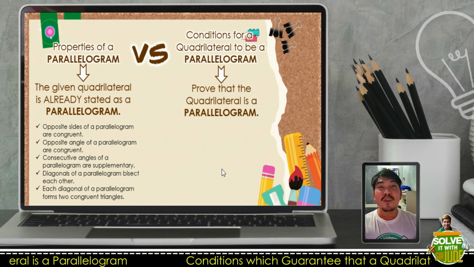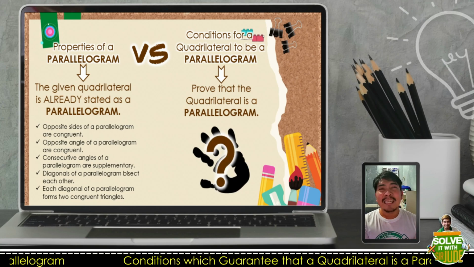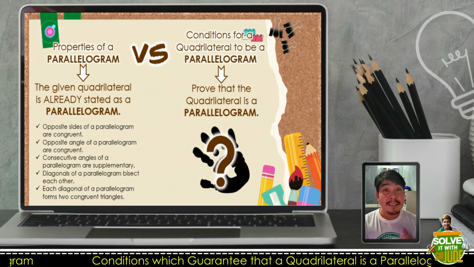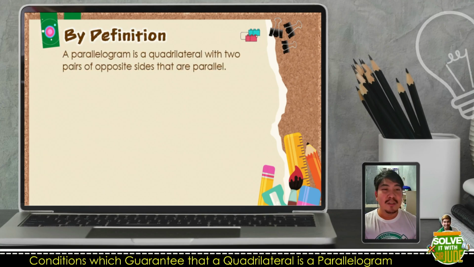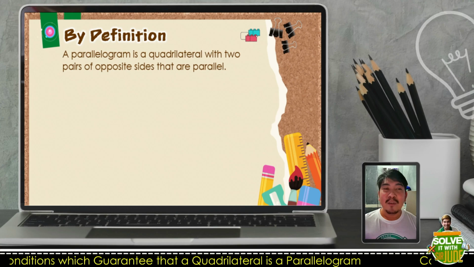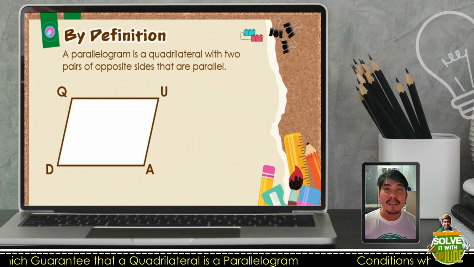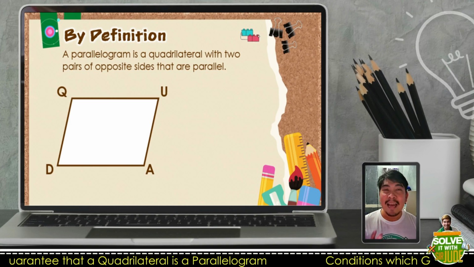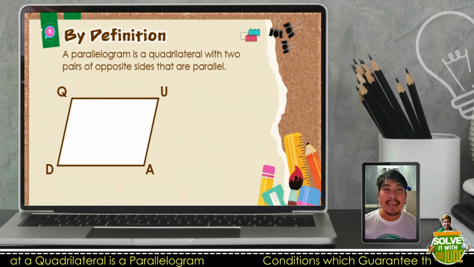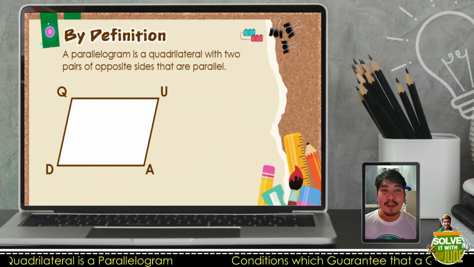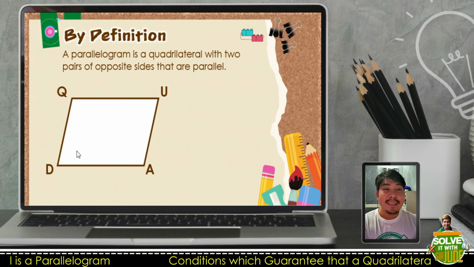So, paano naman yung conditions for a quadrilateral to be a parallelogram? Kailan ba natin masasabi na ang isang quadrilateral ay parallelogram? So, let us have by definition. A parallelogram is a quadrilateral with two pairs of opposite sides that are parallel. So, ibig sabihin, kung ang isang quadrilateral ay meron dalawang pares ng opposite sides which are parallel, therefore, it is a parallelogram. So, for example, we have quadrilateral QUAD.